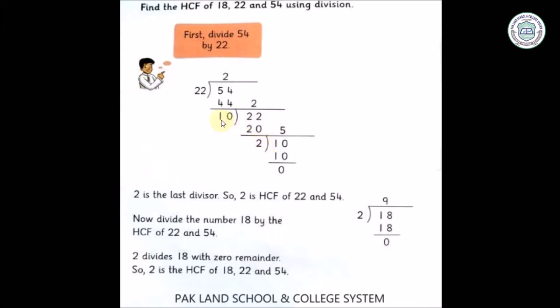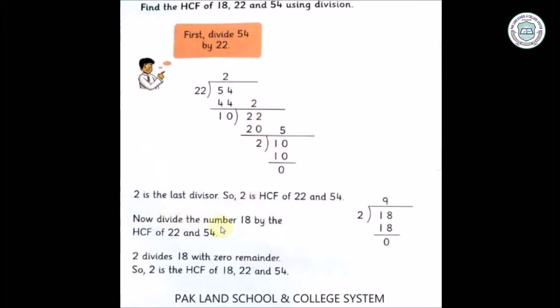Again 2 is smaller than 10, we make 2 as a divisor and 10 as a dividend here. 2 5s are 10, it gives us 0. 2 is the last divisor, so 2 is HCF of 22 and 54.